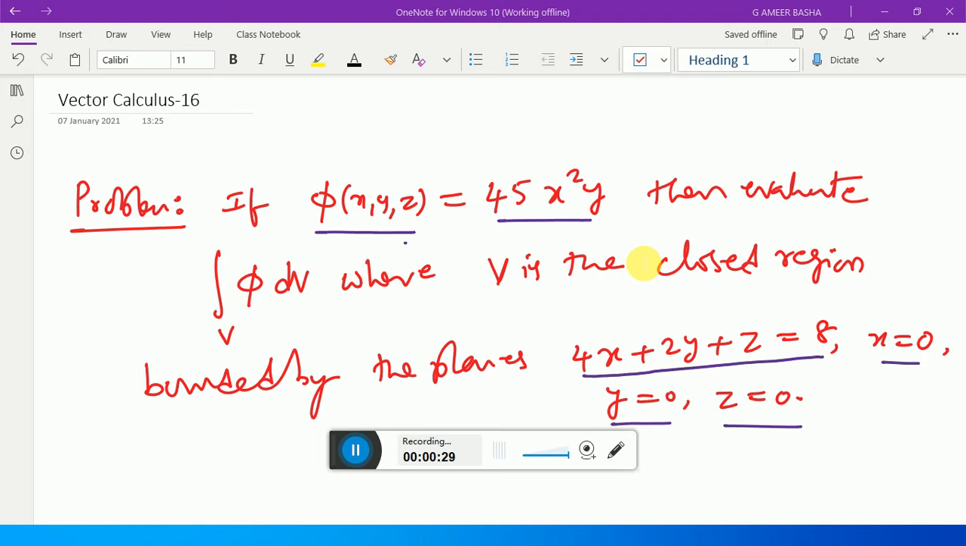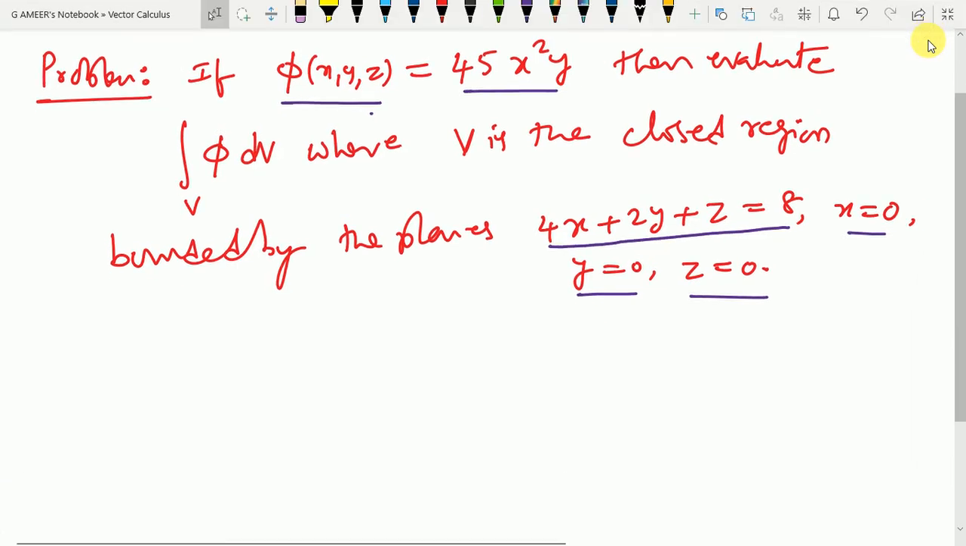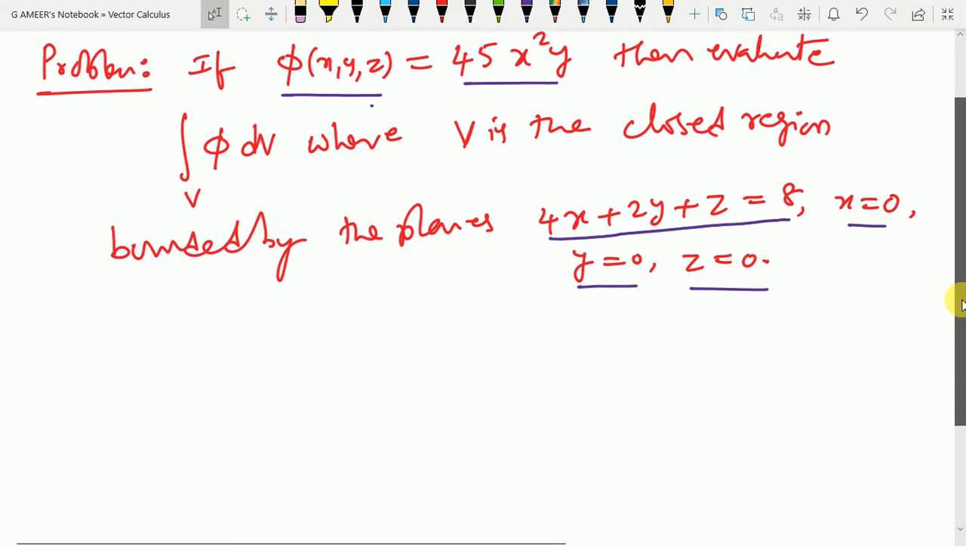So, volume integration of a scalar function. The region of integration, that is the volume enclosed in a certain region, is bounded by four planes. The figure and everything I will explain. The figure is as follows.